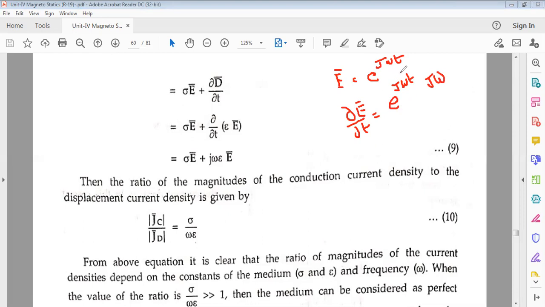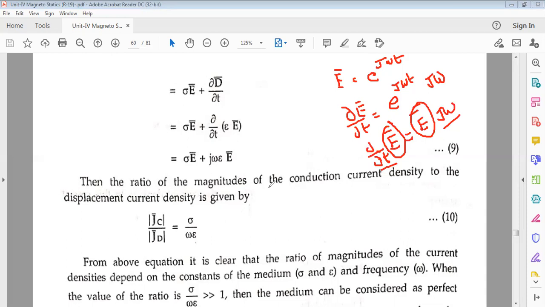So what is Ē here? Ē is e^(jωt), and ∂/∂t of Ē gives Ē times jω. So wherever ∂/∂t appears, you can replace it with jω. Got it, my students? So σĒ plus ∂/∂t is replaced with jω into εĒ.